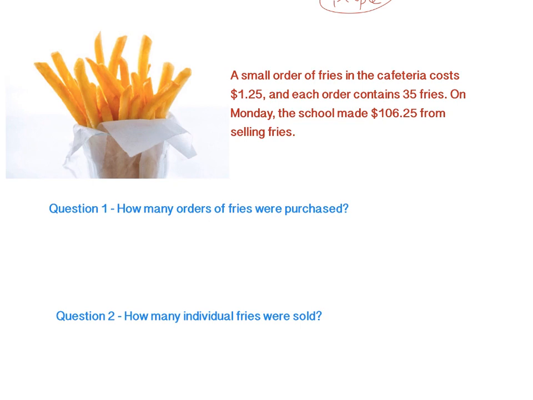Okay, so question 1 here. How many orders of fries were purchased? What would I need to know? A small order is $1.25. If they made that much from selling fries, and we know each order of small fries costs $1.25, I think I can find it by dividing one by the other. So this is a great opportunity to make sure we're good on decimal division.